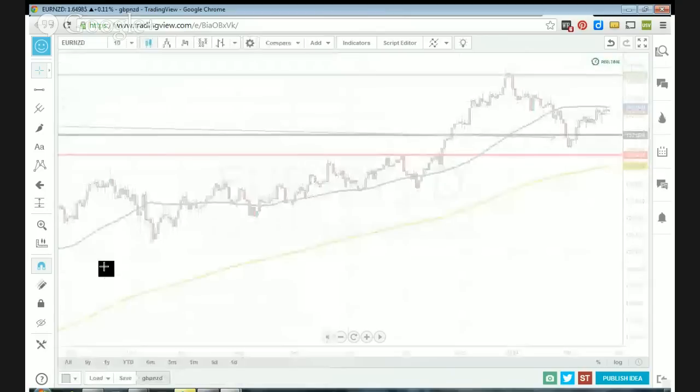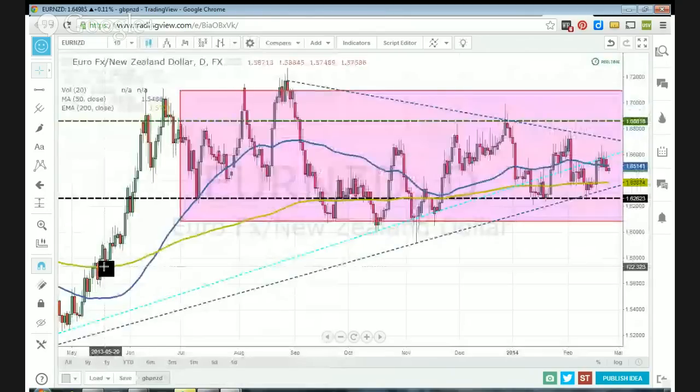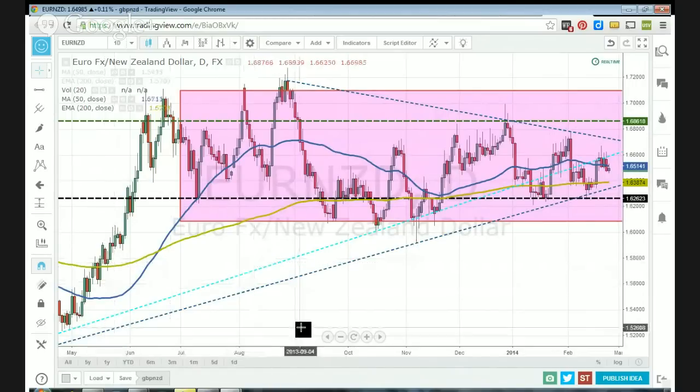Euro Kiwi. Okay. We're in this range here. It's consolidating. Like I mentioned, I don't plan on doing anything until it goes to one of the extremes of this range. So what I would really like to see is if we can fall to this dashed blue line, and then, well, we'll see. Ideally, it'd fall to this black line here.